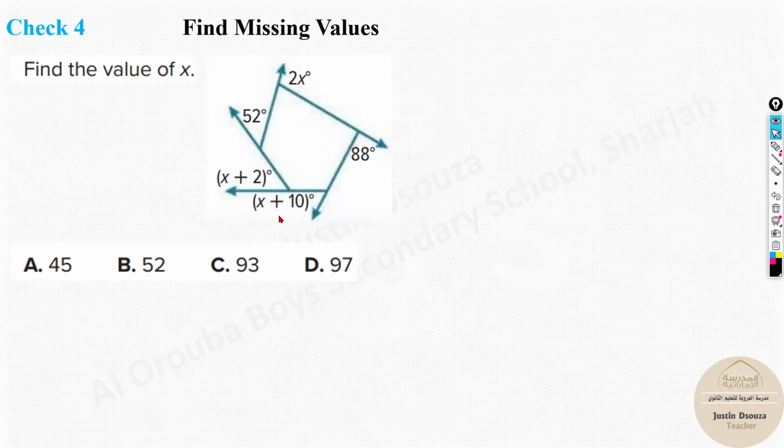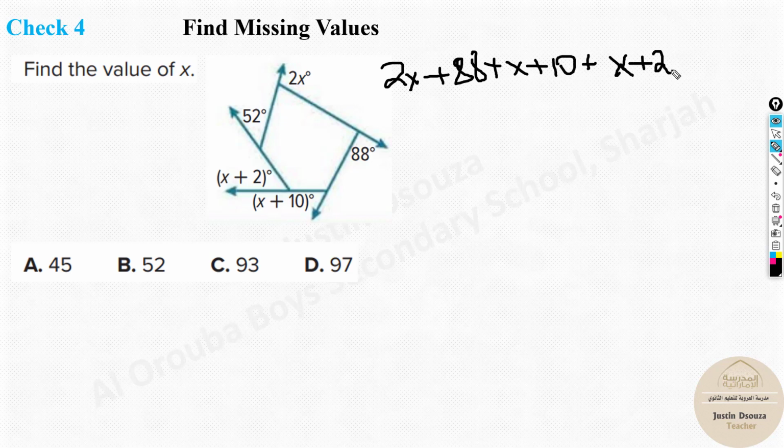Let's see one more problem. Pause the video, try it by yourself. Again, a simple problem. Here you need to equate all of these. 2x plus 88 plus x plus 10 plus x plus 2, and then what do we have? 52. This is equal to 360. All you need to do is equate all the angles to 360. You can put it in the calculator.